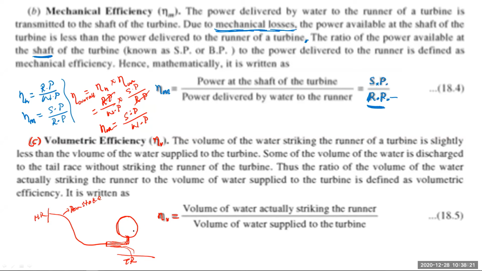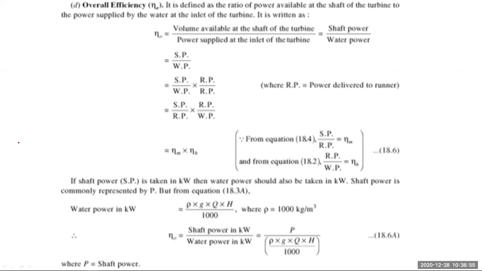So the actual amount of water that is hitting the vanes of your runner is less than the total volume of water supplied to the turbine. So volumetric efficiency is the volume of water actually striking the runner to the volume of water supplied to the turbine. This ratio is called your volumetric efficiency. So this is your third type of efficiency used in turbines.